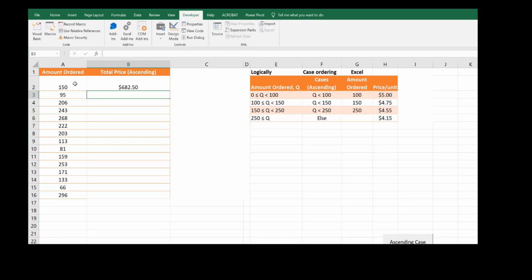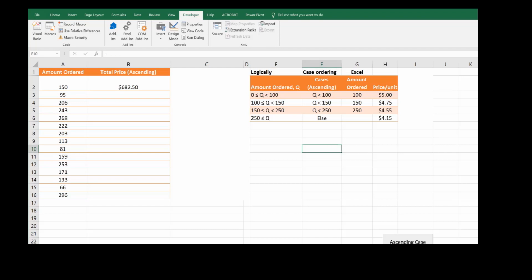And so when we press enter, we see that we are charged 682.50. Let's double check that. With an order of 150, it means that we are actually in this case right here, because the previous case was for Q less than 150. So at 150, we'd be charged 455 per unit times 150, which equals 682.50. So we know that that's correct.